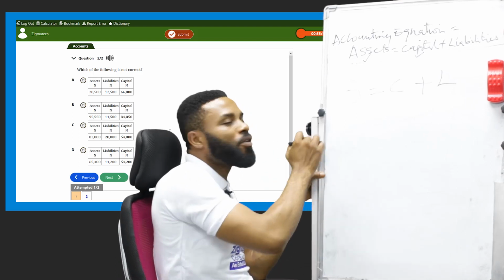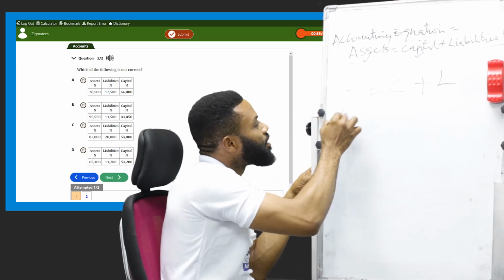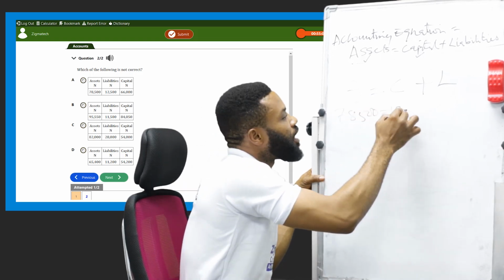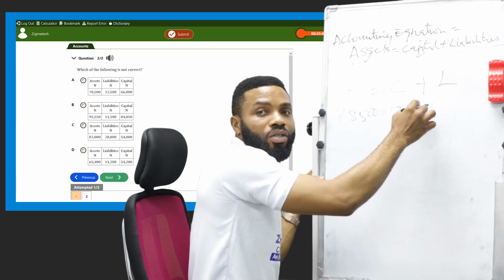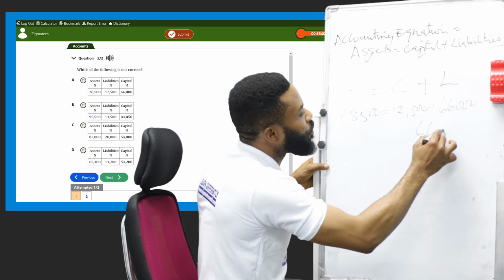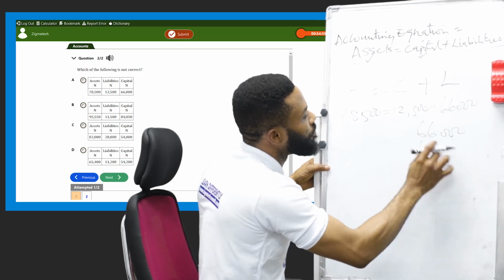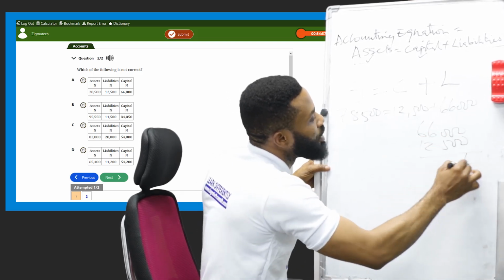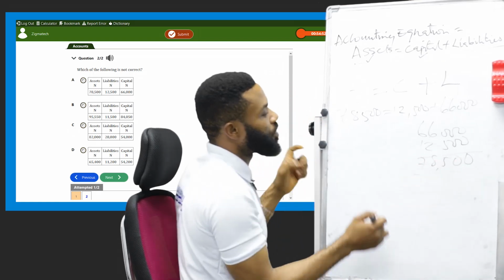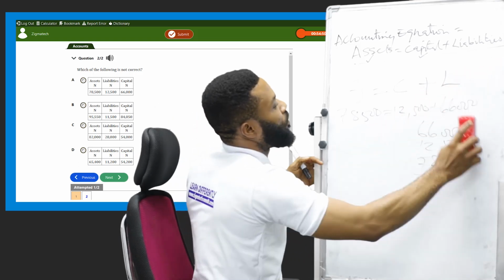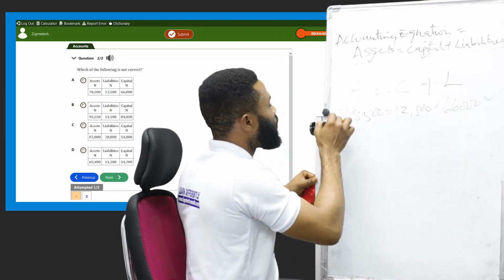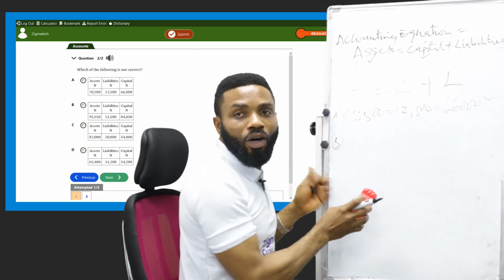Let's start with A. The first one says 78,500 is equal to 12,500 plus 66,000. If you add up this, 66,000 plus 12,500, you have 78,500. Number 1 is correct. This one is correct. This is A. Let's go to B.